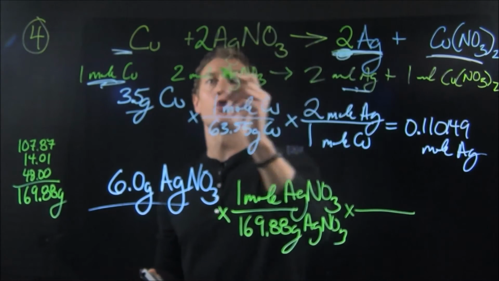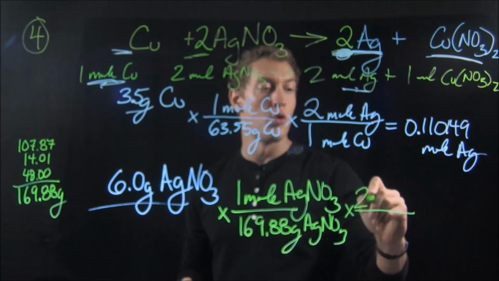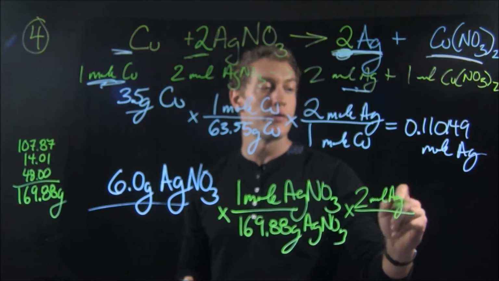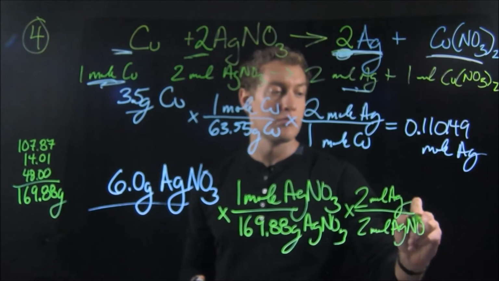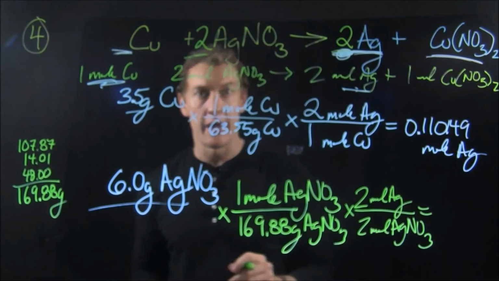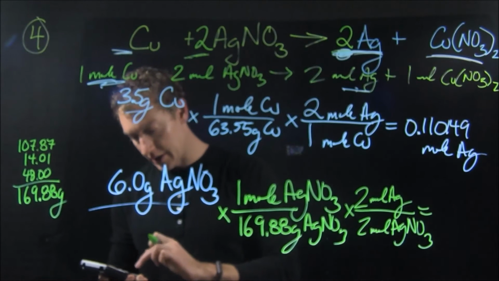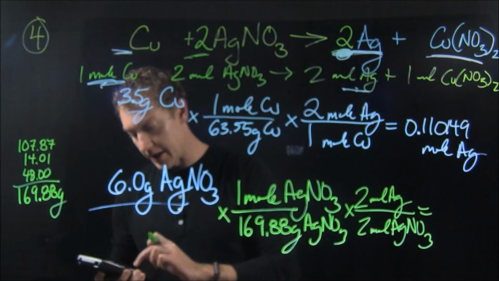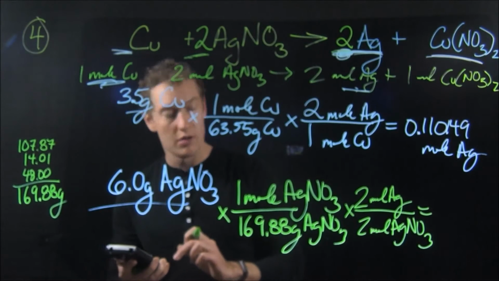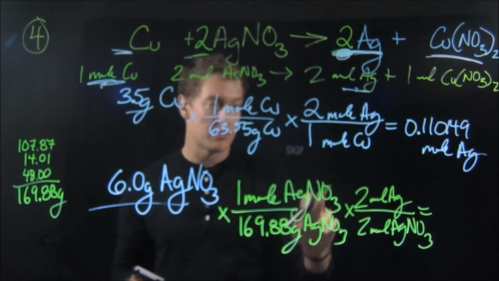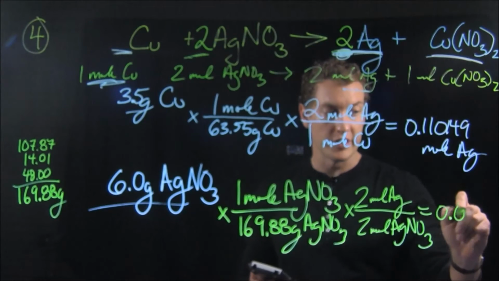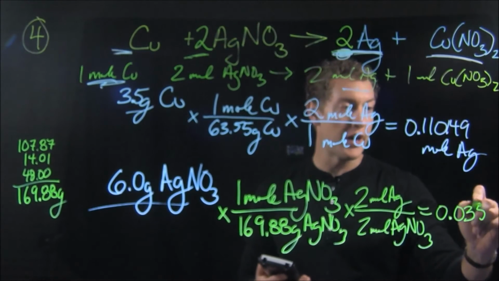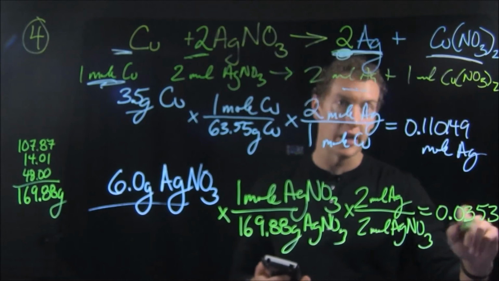It's a 2-to-2 ratio. There's 2 moles of silver for every 2 moles of silver nitrate, and so we'll do that math. 6 divided by 169.88, then times 2/2, so that's just the same deal. And it is 0.035319 and so on.